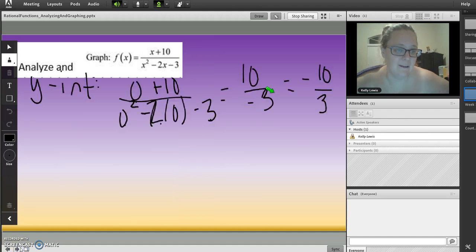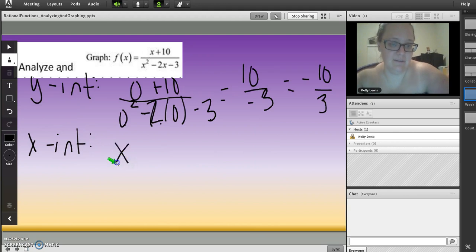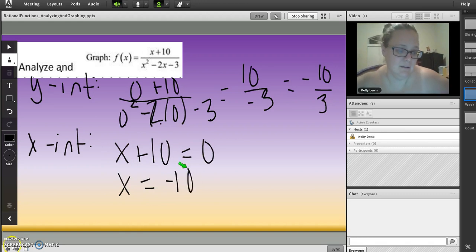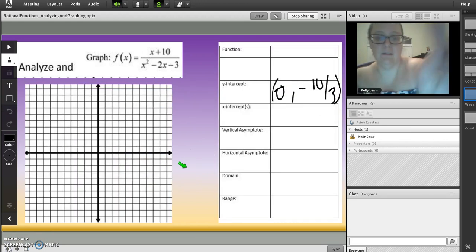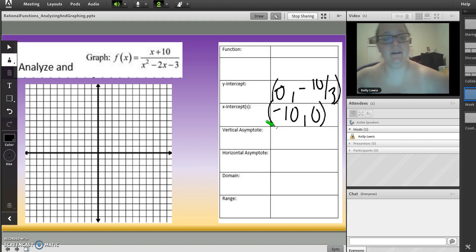X-intercept. For the x-intercept, you set the top equal to 0 and solve. So we get x equals negative 10. So we get negative 10, 0. Intercepts are always ordered pairs.